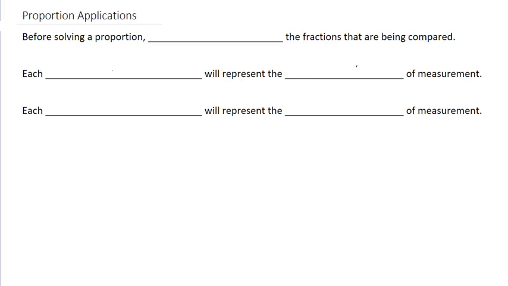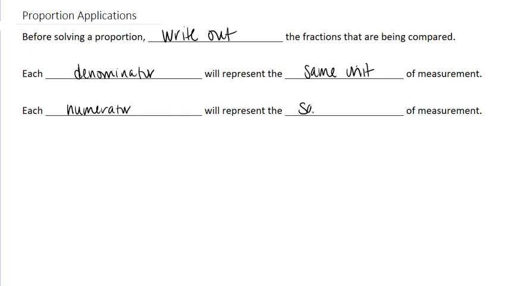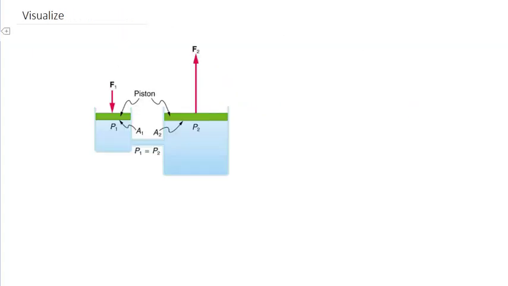Proportion applications. Before solving a proportion, we can write out the fractions that are being compared. Each denominator has the same unit of measurement, and each numerator, or top number, will represent the same unit of measurement. So let's go over a few other things first.